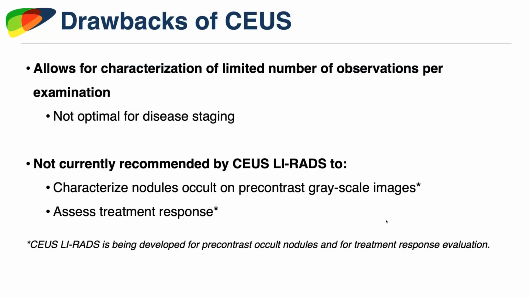I would be remiss if I didn't talk about some of the potential drawbacks of contrast-enhanced ultrasound. Really, this modality only allows for characterization of a limited number of observations per examination, so 1, 2, 3 observations at a time. So it's not good for disease staging. So if you have a patient with AFP beyond imagination, and you have several observations identified at a screening ultrasound study, then obviously a staging study is probably going to be needed, and that patient should go on to CT or MRI.